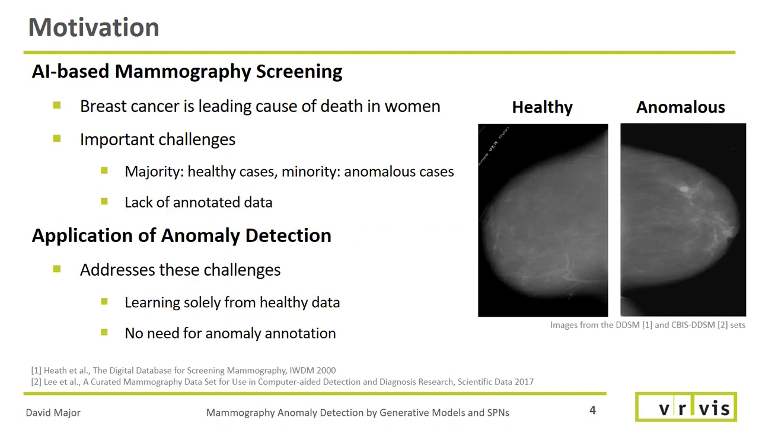Anomaly detection is a good candidate to address these challenges. It requires solely healthy data for learning. Anomalous data can be detected by measuring the deviation from the learned distribution. This way, there is no need for anomaly annotation.